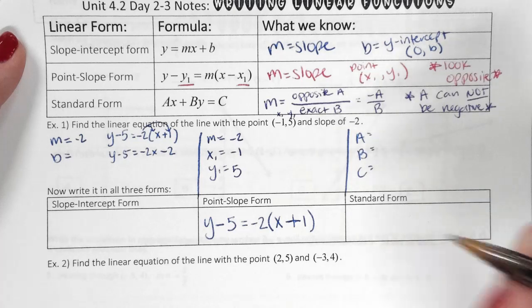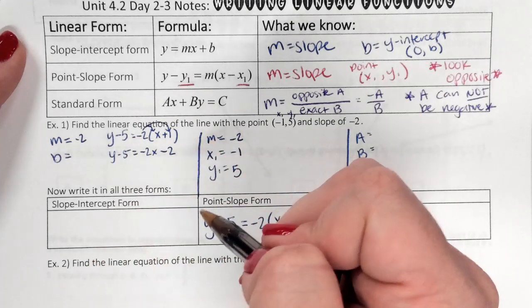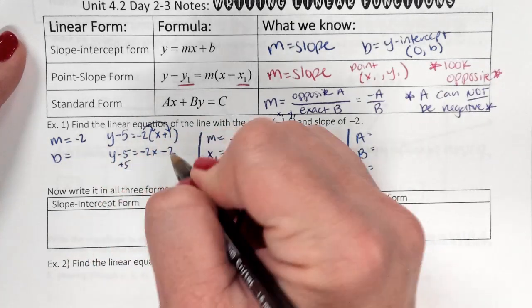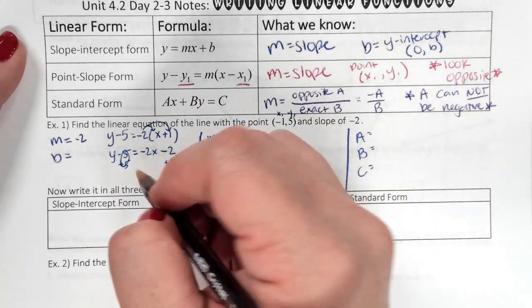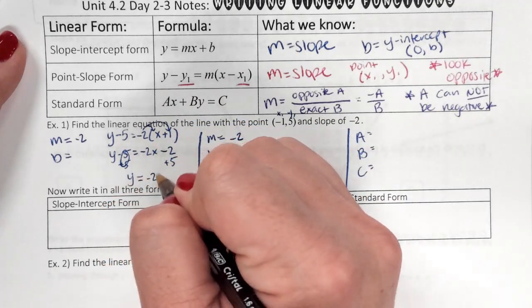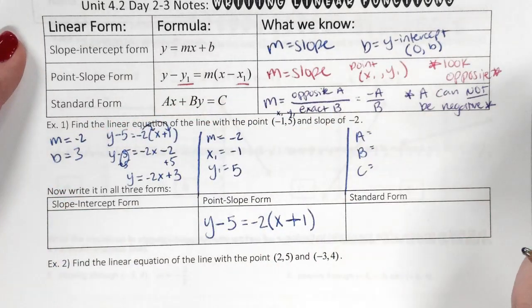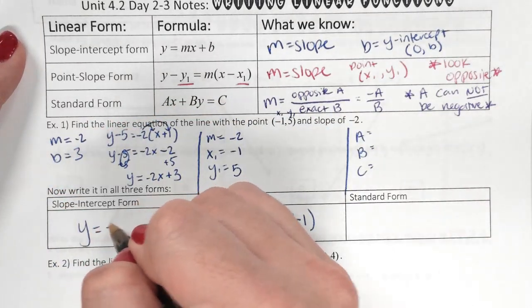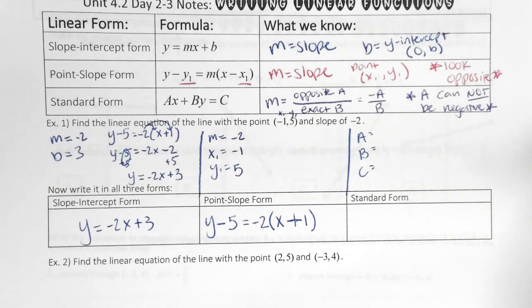And what's my last step to get y by itself? No, not +2. We want y by itself, not x. So +5. And the -2 and +5 are like terms, so I lined it up. And I get y equals -2x plus 3. So my b is 3. And my answer is y equals -2x plus 3. So this is why point slope's important, it helps us find slope-intercept form when we're given a random point.